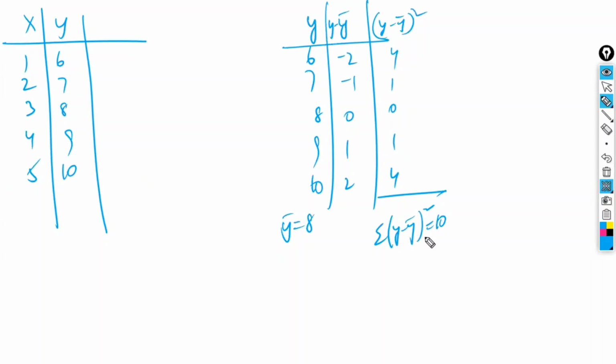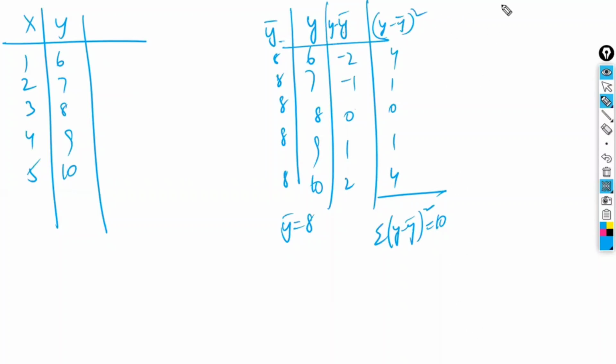Directly I have calculated the sum of the squares of errors, assuming this for everything. I am predicting y hat as 8 only, for everything. The difference of these two is this one. For everything, I am predicting 8 only. There is no regression here.